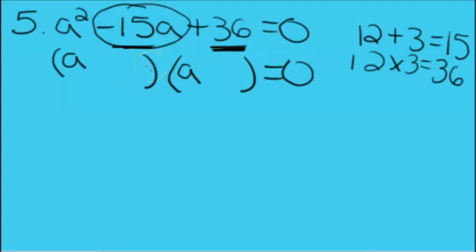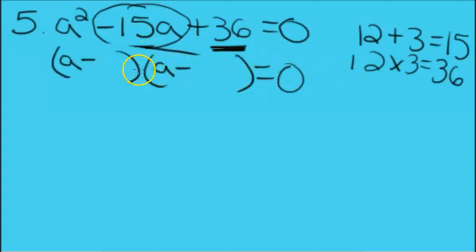So like I said, both of these terms are going to be negative because our middle term is negative. Okay, so now we put 3 in this one, 12 in this one. Okay, that looks better. So let's go ahead and check this.